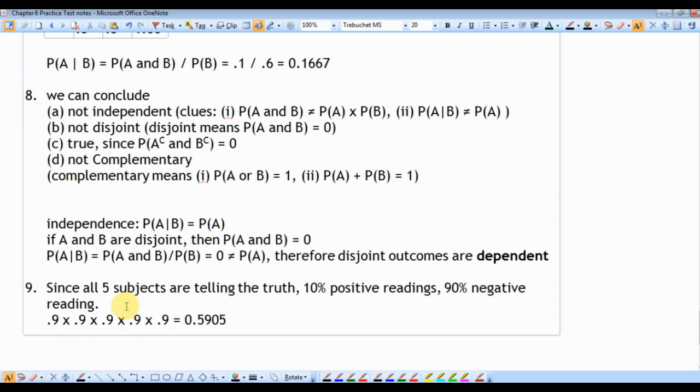So that's what, 59% of the time you're going to get no positive readings. That's kind of scary. That is scary. You would want that number to be closer to 100%, right? Yep. I feel like even if I was telling the truth.